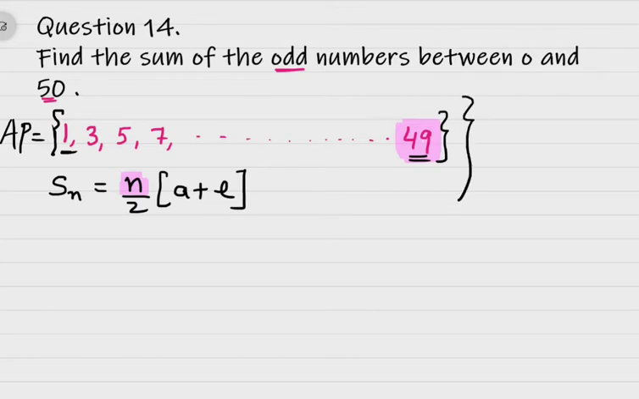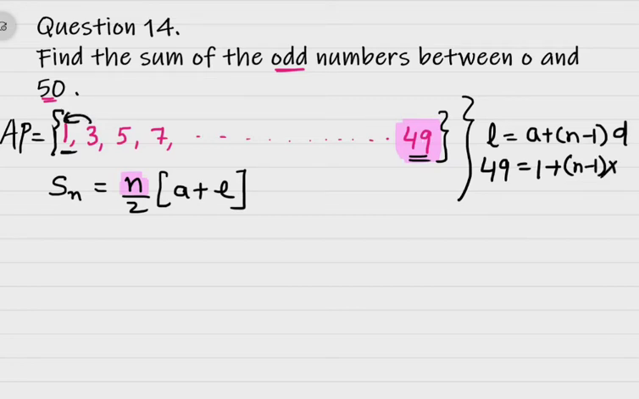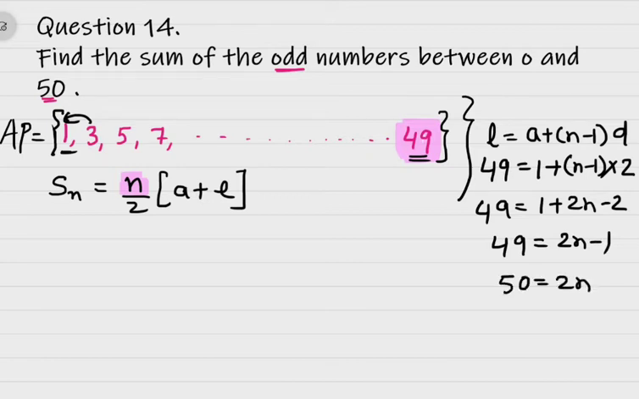So see here, last term l is equal to a plus n minus 1 into d. And what is your l? It is 49, which is equal to 1 plus, because your a is 1, plus n minus 1 into, what is your d? d is 3 minus 1, 2. So d is equal to 2. So 49 will be equal to 1 plus now 2n minus 2. So 49 will be equal to 2n minus 1. So if you bring your 1 this side, it will be 50 equal to 2n. So this says that n is equal to how much?